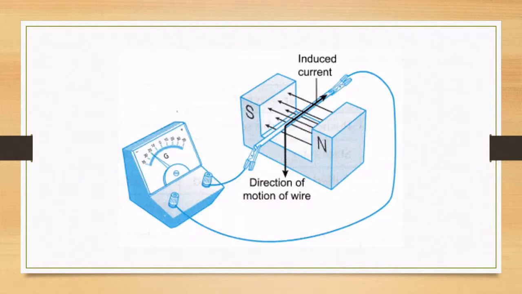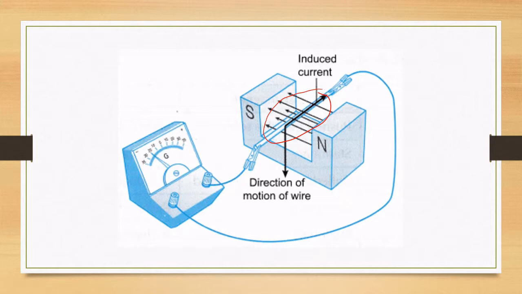Now, let us discuss the concept of electromagnetic induction based on a simple experiment shown in this diagram. First, when you move the conductor wire here up and down between the magnet, you will find that there is a deflection of pointer in the galvanometer, which indicates the production of electric current in the circuit. Do you guys know why the electric current is produced?